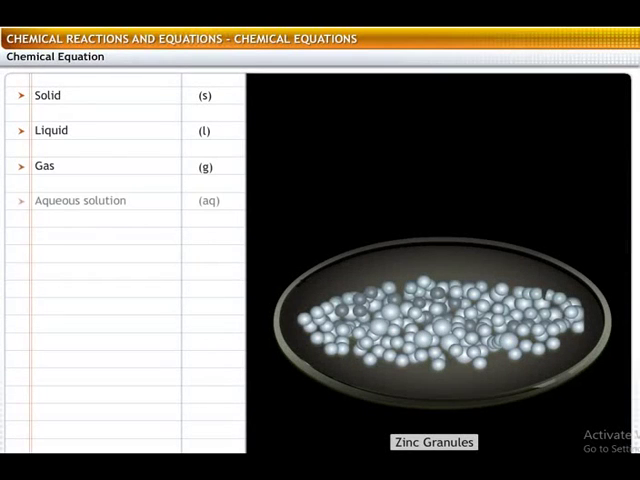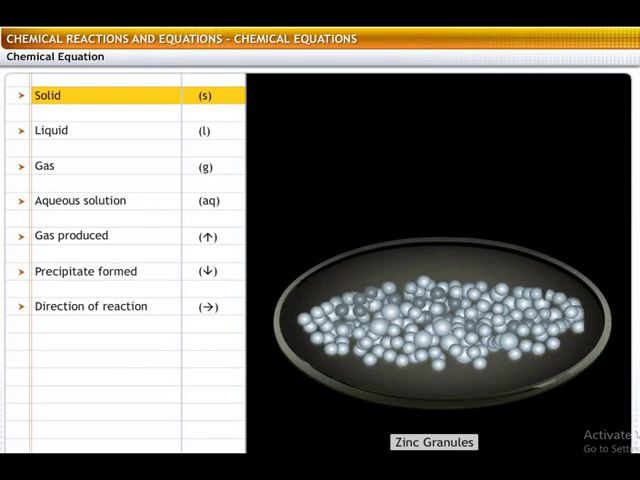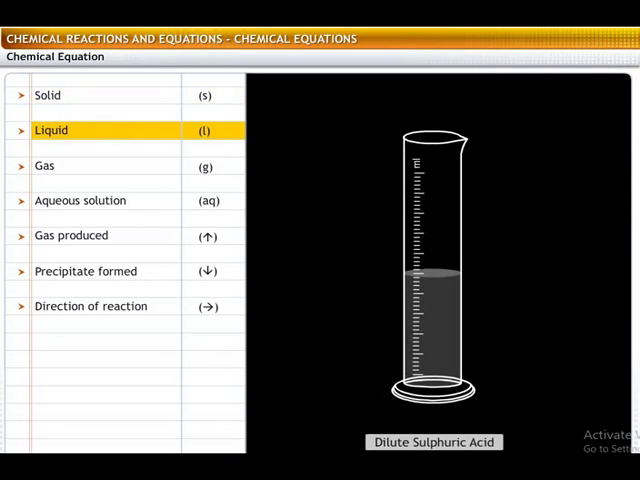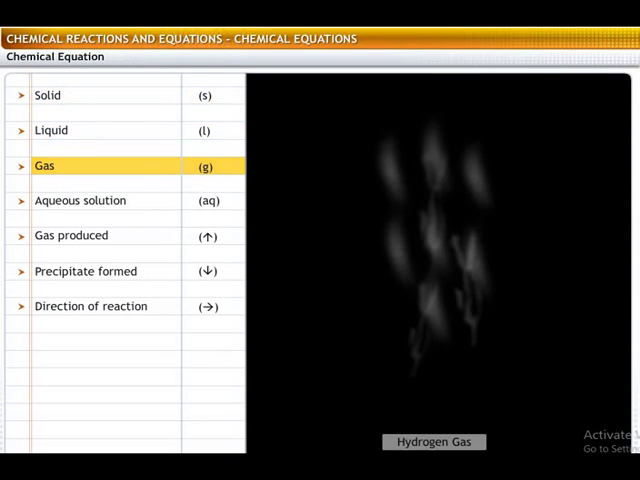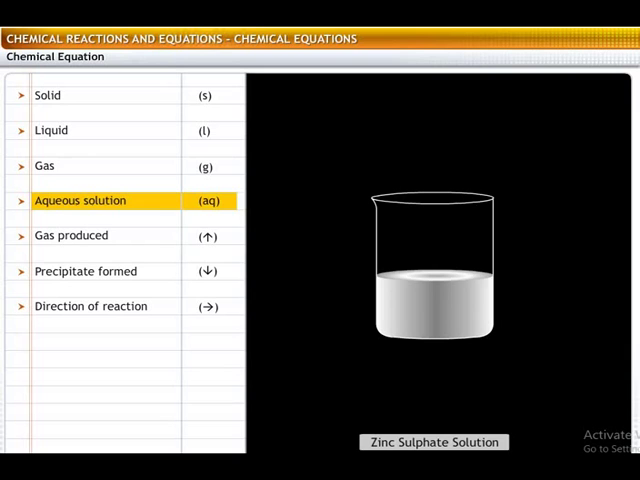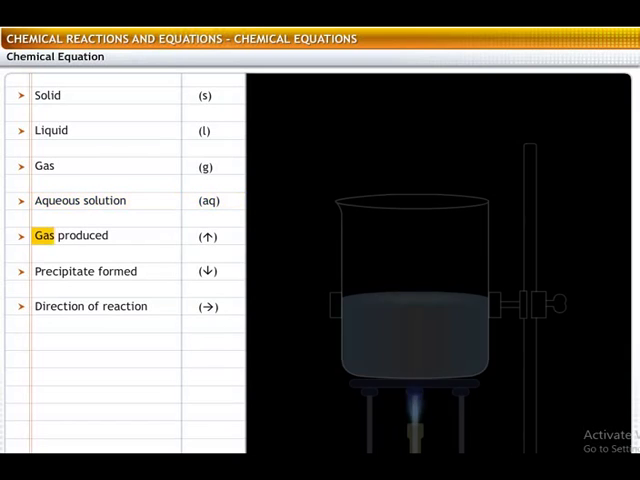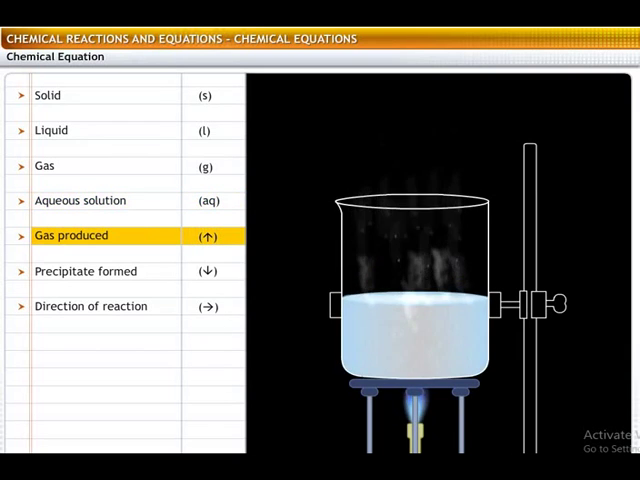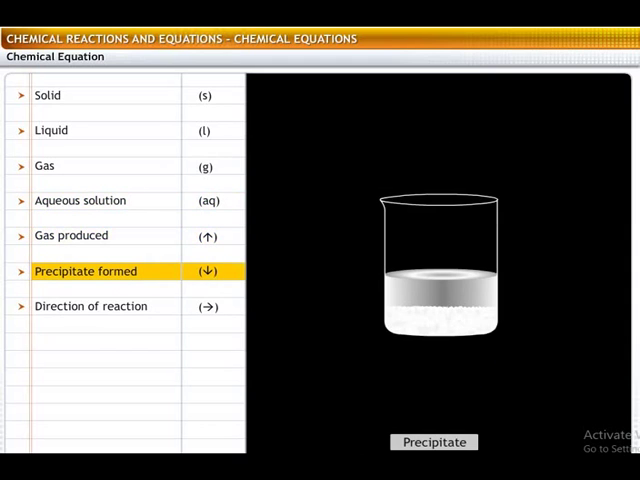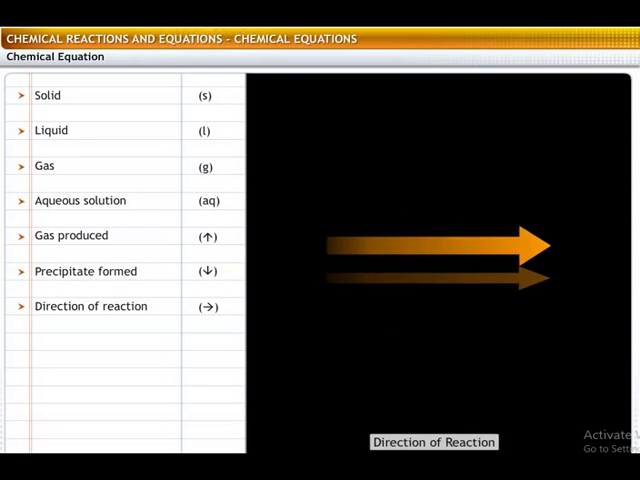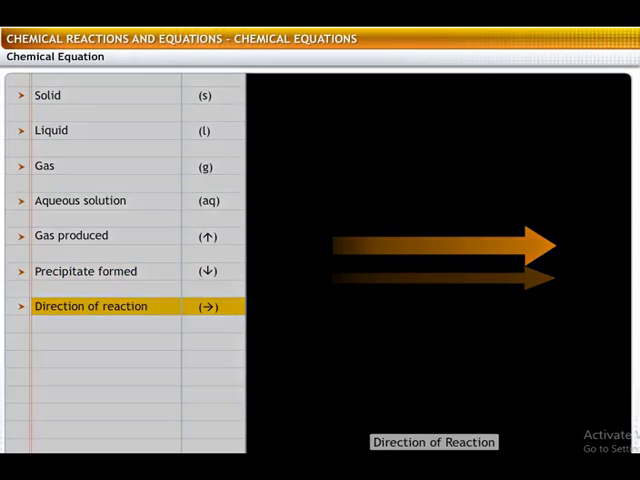In chemical equations, you denote a solid with S, a liquid with L, a gas with G, an aqueous solution as AQ. A gas produced with an arrow pointing upward. Precipitate formed with an arrow pointing downward. The reactants and products are separated with an arrow, which points in the direction of the reaction.